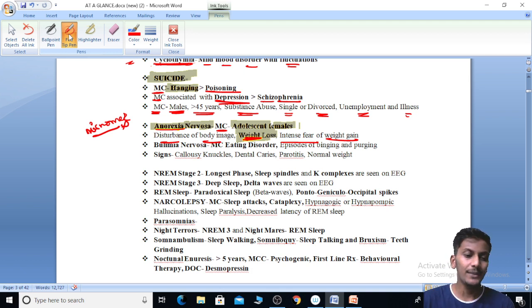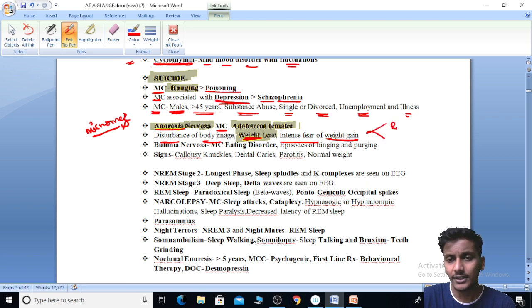So there can be amenorrhea, okay? There can be lanugo, there would be hypothermia in some cases, right? Or there would be dependent body edema, okay? So please remember this. These are usual features of anorexia nervosa. Right, important ones. Now, anorexia nervosa is actually classified into two types.